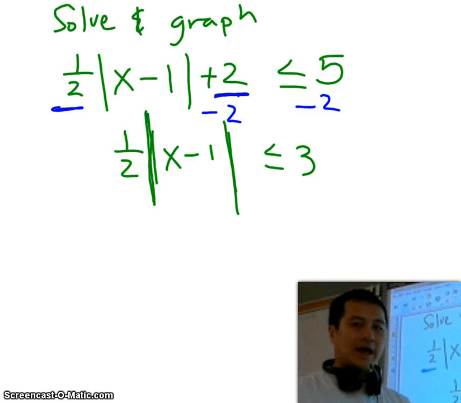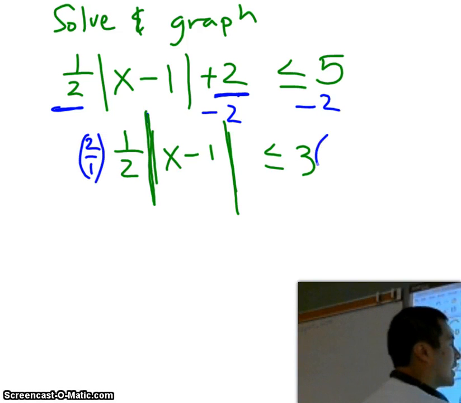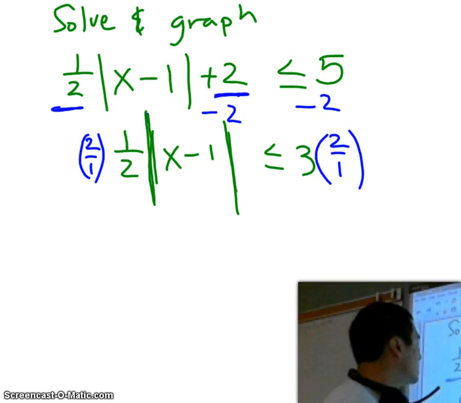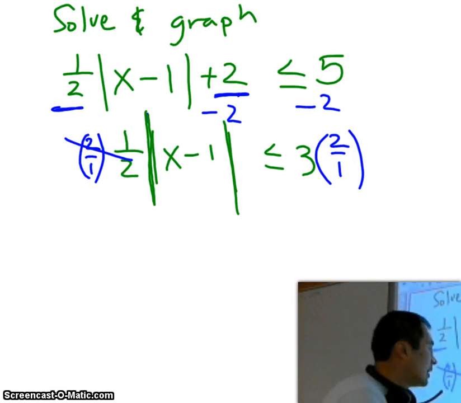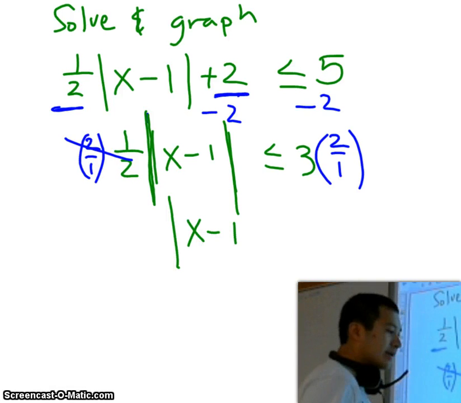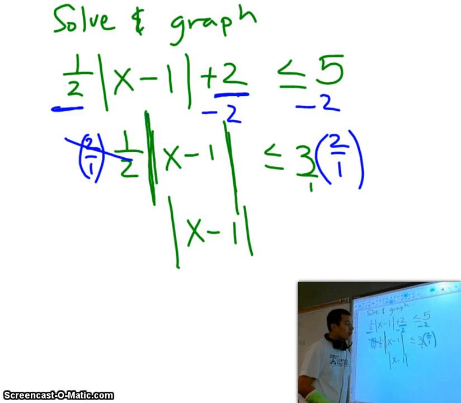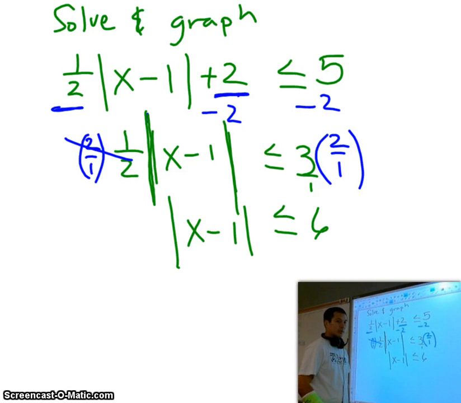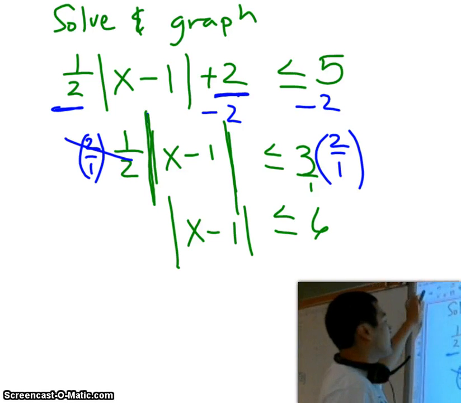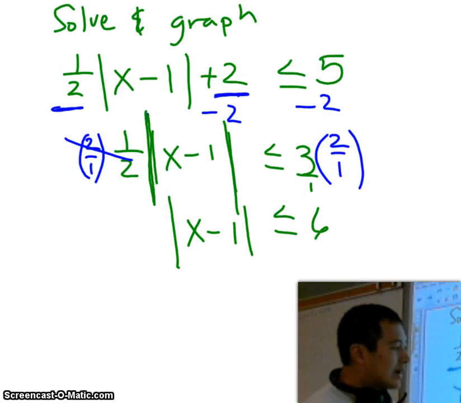What's the inverse of 1/2? The inverse of 1/2 is to multiply by 2 over 1, or multiply by 2 on both sides. 2 over 1 times 1/2 is 1, leaving just the x minus 1. Over here, 3 over 1 times 2 over 1 is 6 over 1, or less than or equal to 6. Now it's back to what we did the first time, like this equation right here. So we have an absolute value less than or equal to 6.